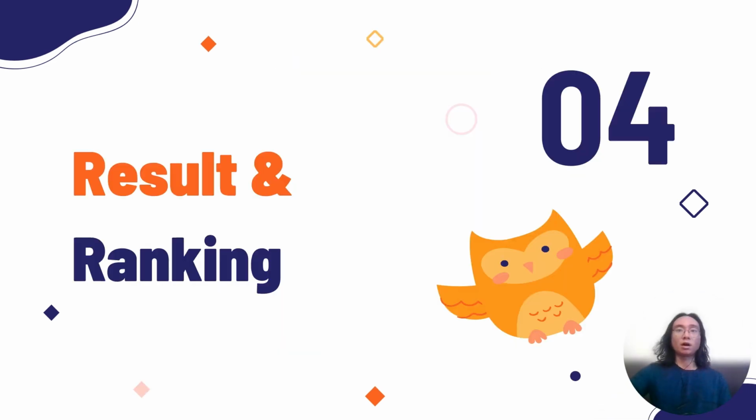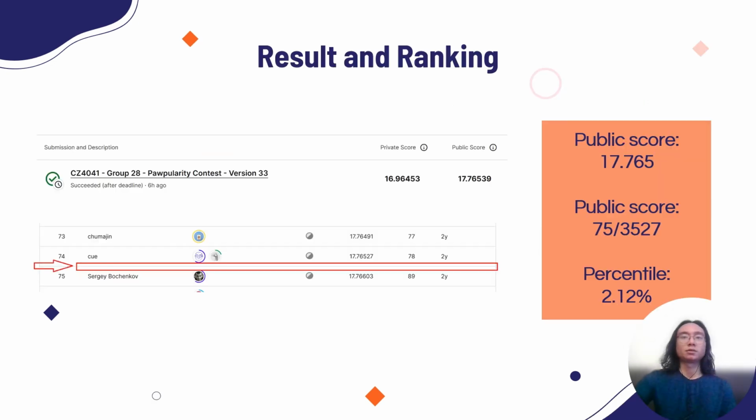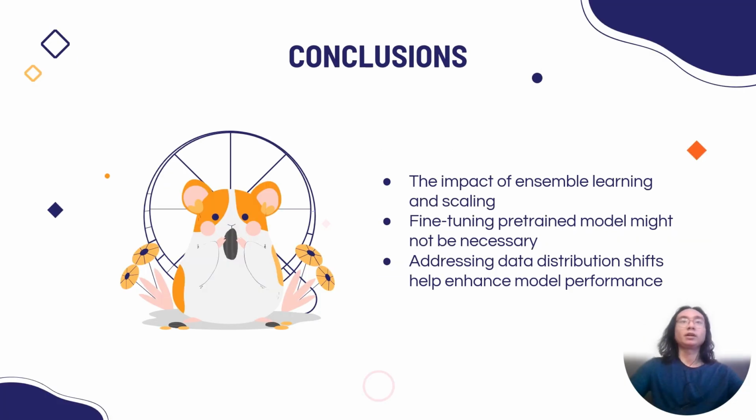Now we'll move on to our result and overall ranking in the competition. With our proposed model, we obtained a public score of 17.76, which corresponds to the top 2% on the public leaderboard. During this project, we have learned so many things.